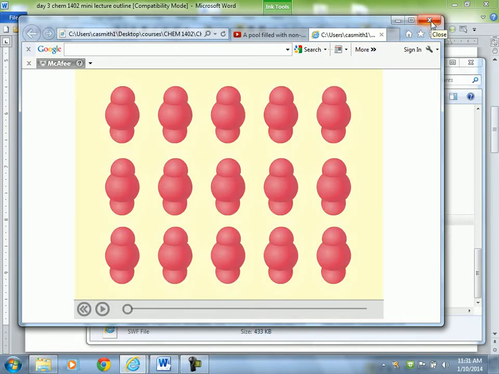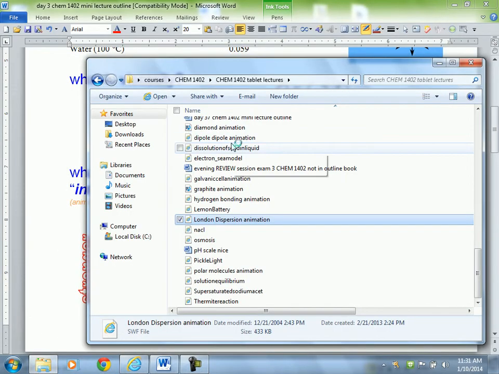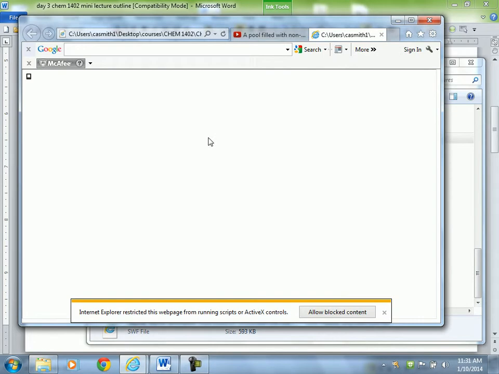There they are. So these nonpolar molecules have to have some type of intermolecular force. Otherwise they can't form a liquid, they can't form a solid. So their type is this London dispersion. Next is dipole-dipole.